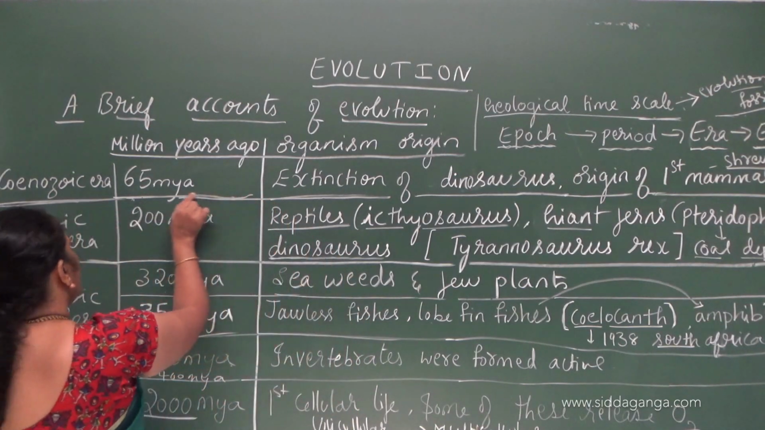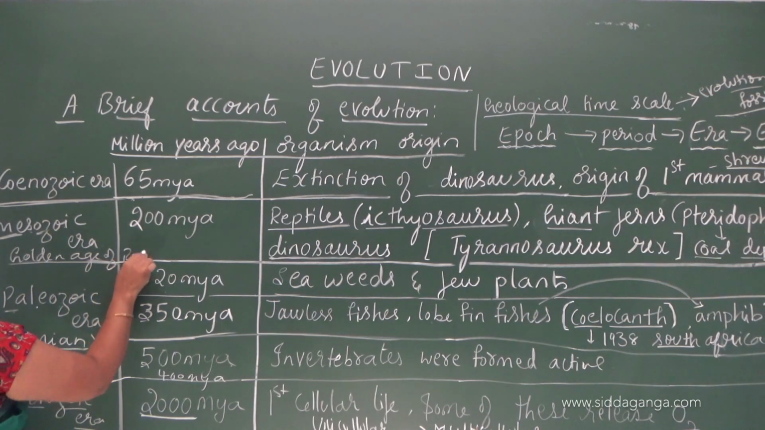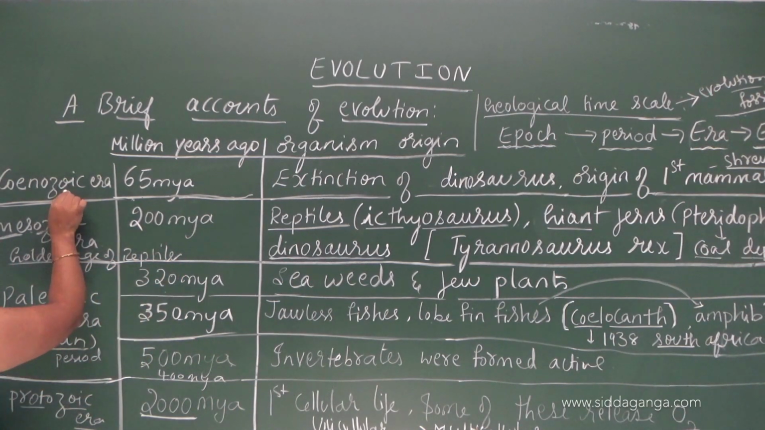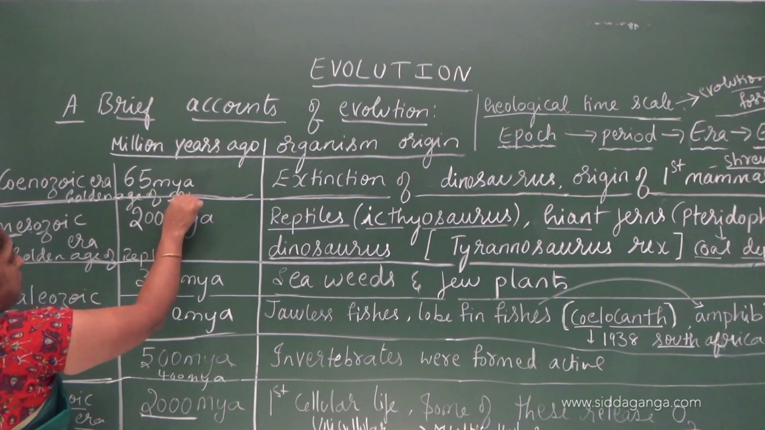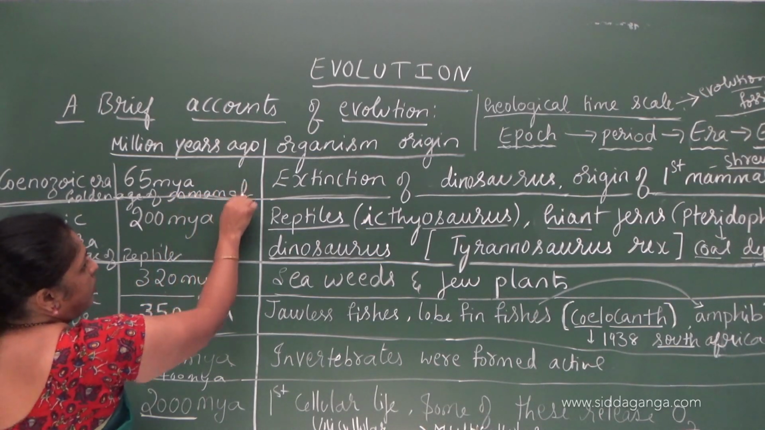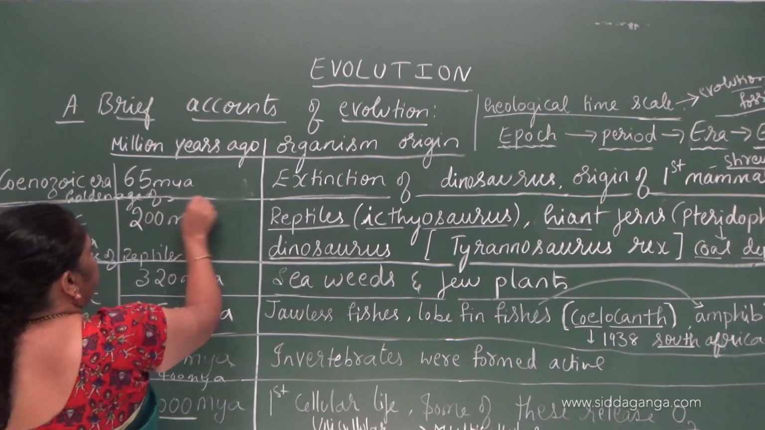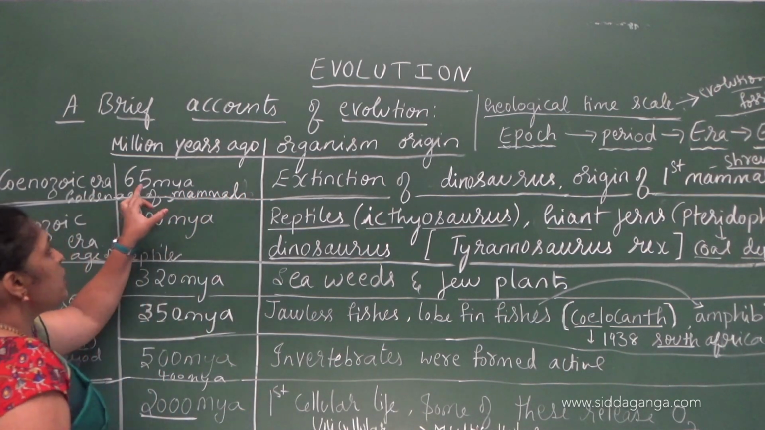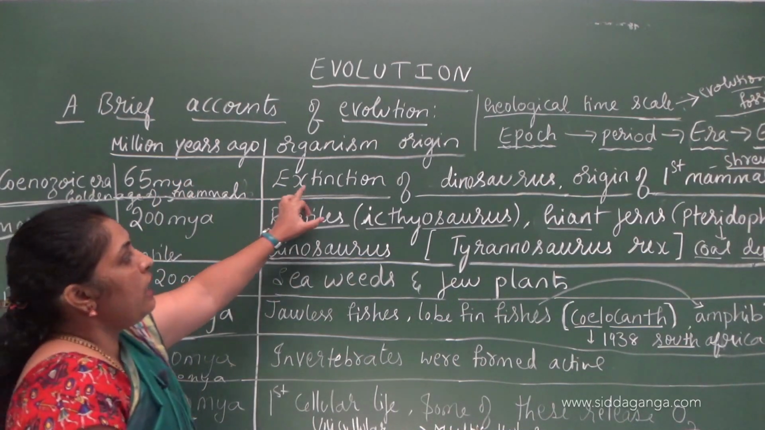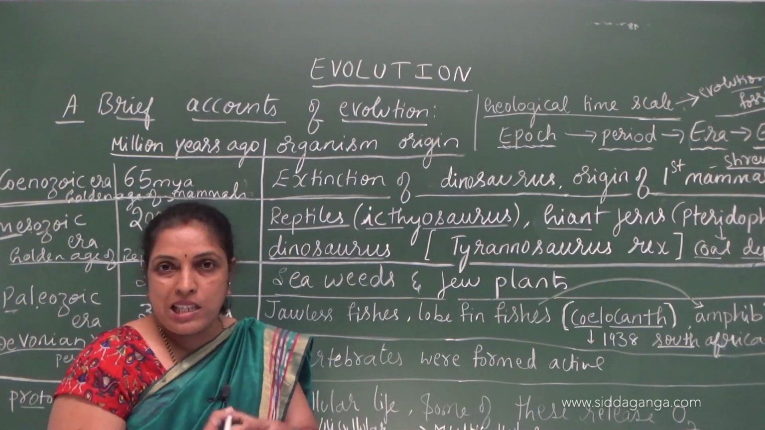So the Mesozoic era is considered the golden age of reptiles, whereas the Cenozoic era is considered the golden age of mammals. In the 65 million years ago, suddenly we saw the extinction of dinosaurs and the origin of the first mammals like the shrew.